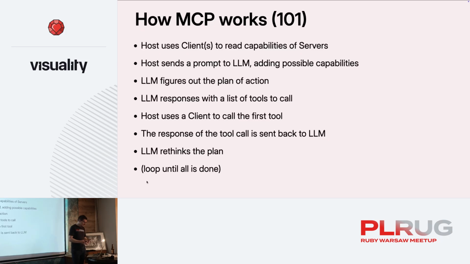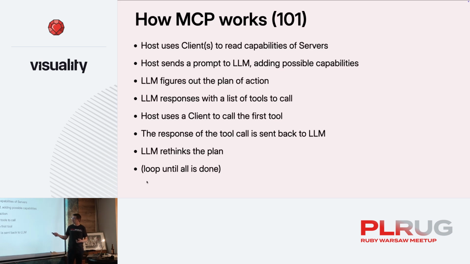Now, what the LLM does is respond with some response and the list of tools that are supposed to be used. The next part is for the host. It uses its client to call the tools, the first tool that was listed. So, for example, check the weather or write a post.